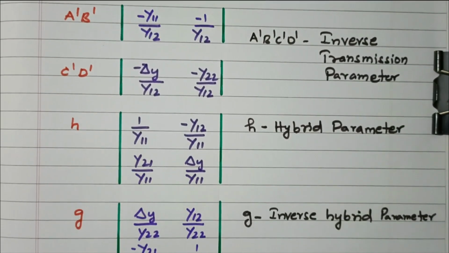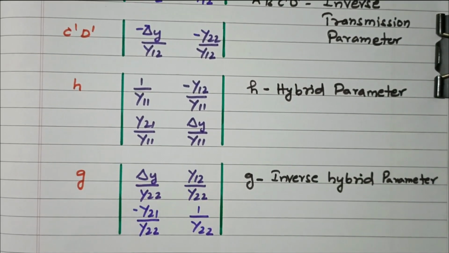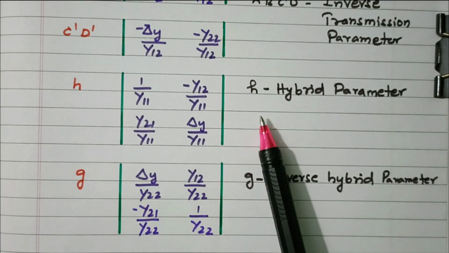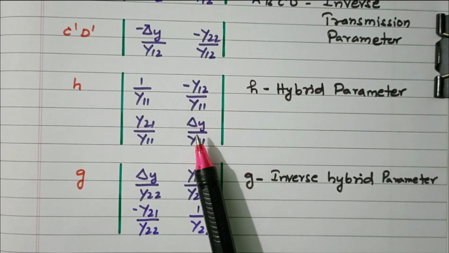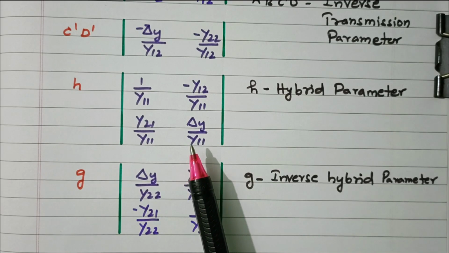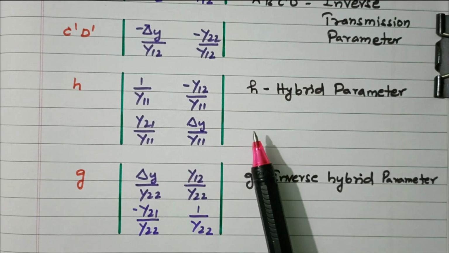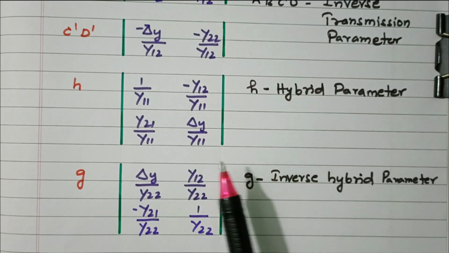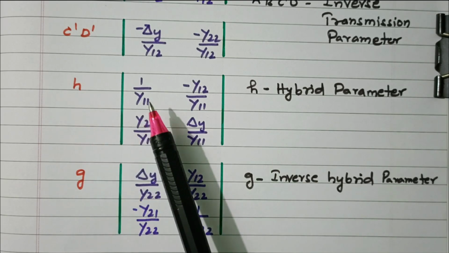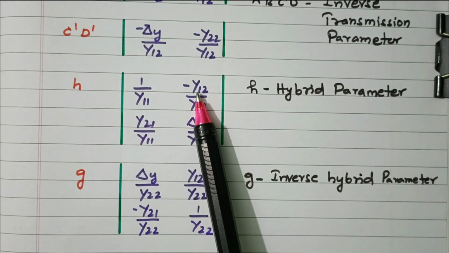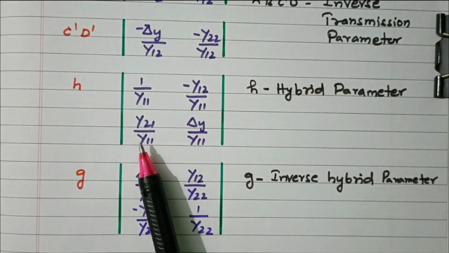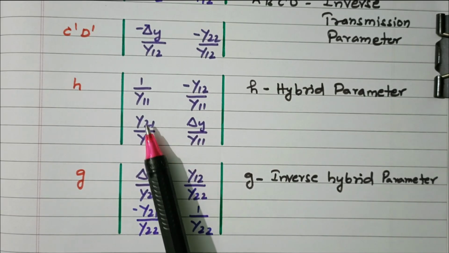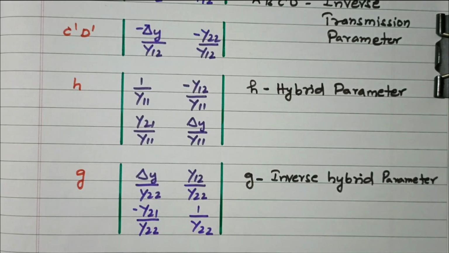Then the hybrid parameter. What is the hybrid parameter? Normally in the Z and Y parameters we express current in terms of voltage or voltage in terms of current. But in the case of hybrid, both are involved. Input voltage and output current are expressed in terms of output voltage and input current. Both are expressed, that's why it's called a hybrid parameter. A separate video is available for all the parameters. So what is the equivalent? 1 divided by Y11, minus Y12 divided by Y11, Y21 divided by Y11, delta Y divided by Y11. So the denominator is Y11, only the numerator is changing.